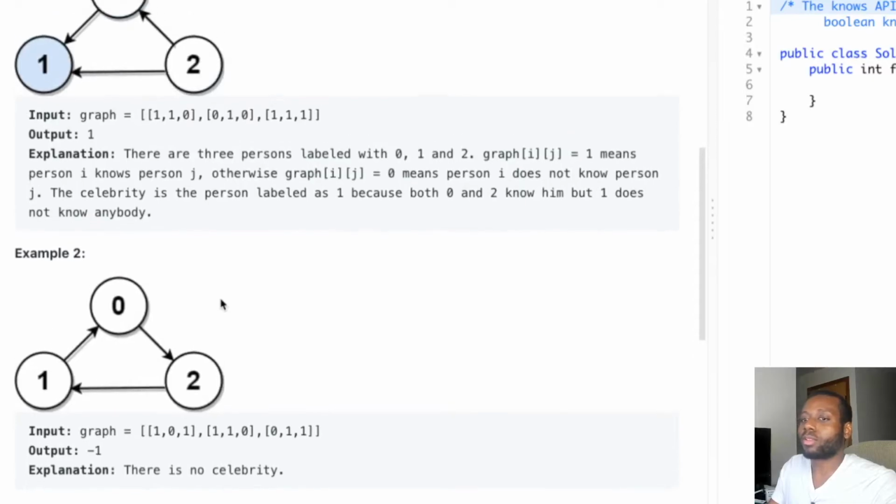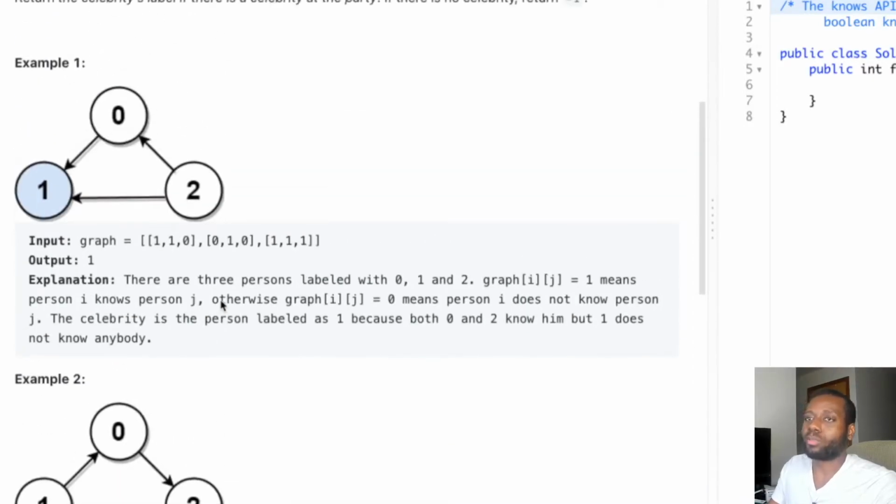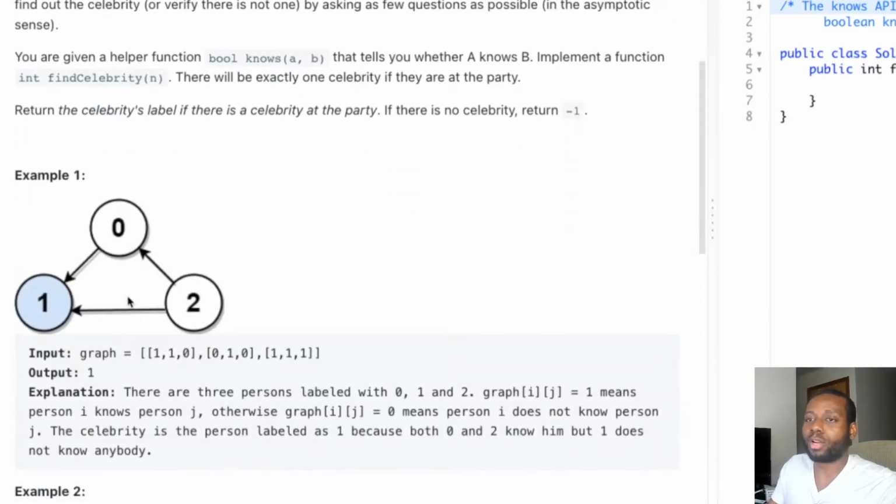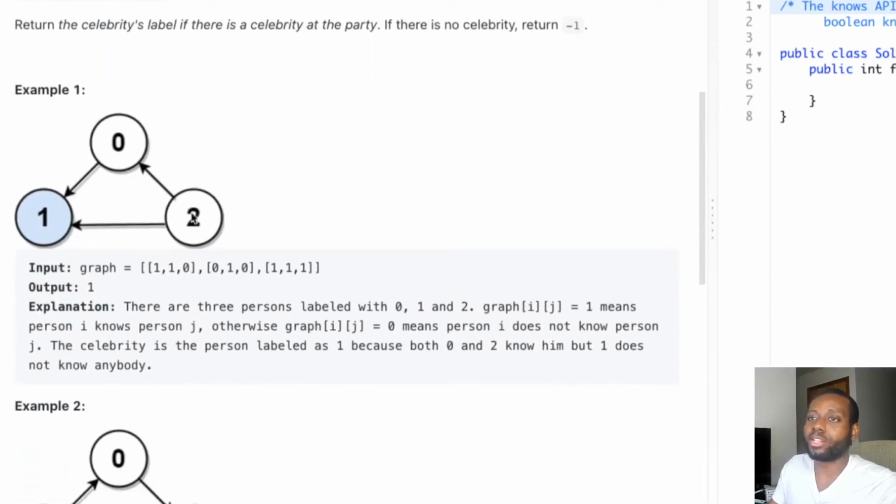So a celebrity is a person that doesn't know anybody. You could take it from real life, right? A celebrity doesn't know anybody else, and everybody knows about the celebrity. So you can see that we could easily solve this problem, since we got a couple of edges, by using the concept of in degree and out degree. Pretty much the same kind of logic as we did in our other problem. It's exactly what we're about to do here, right?